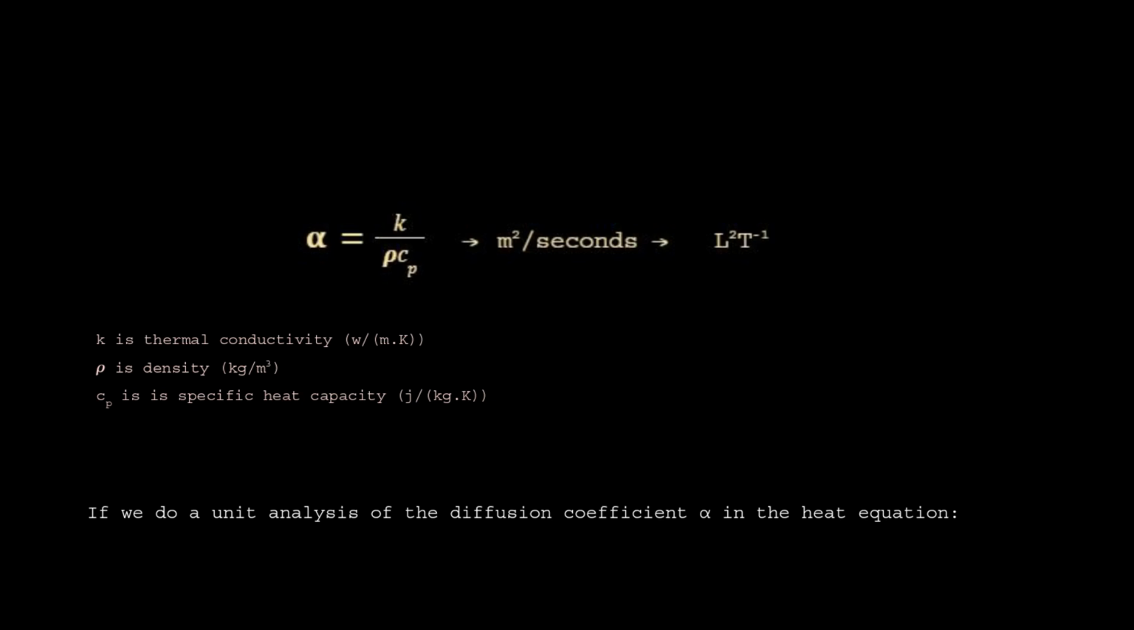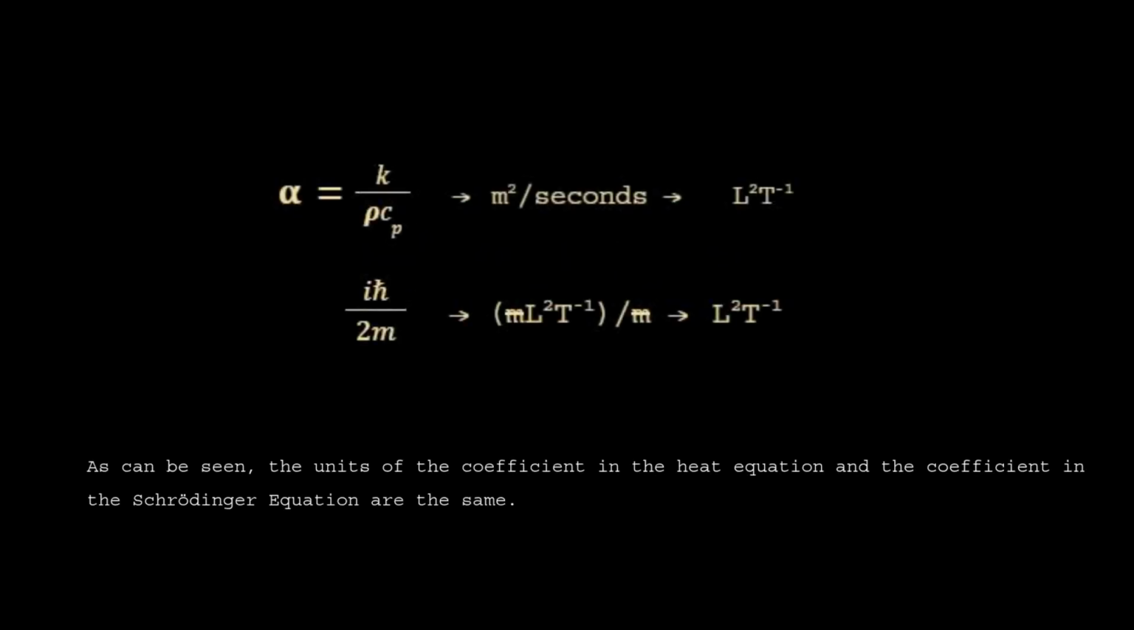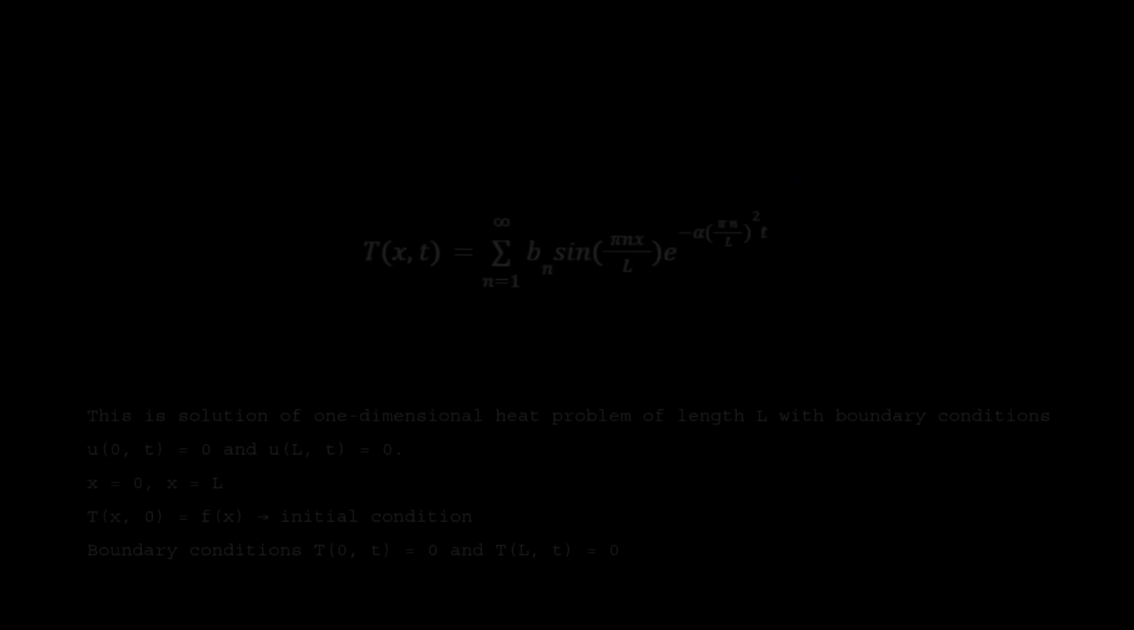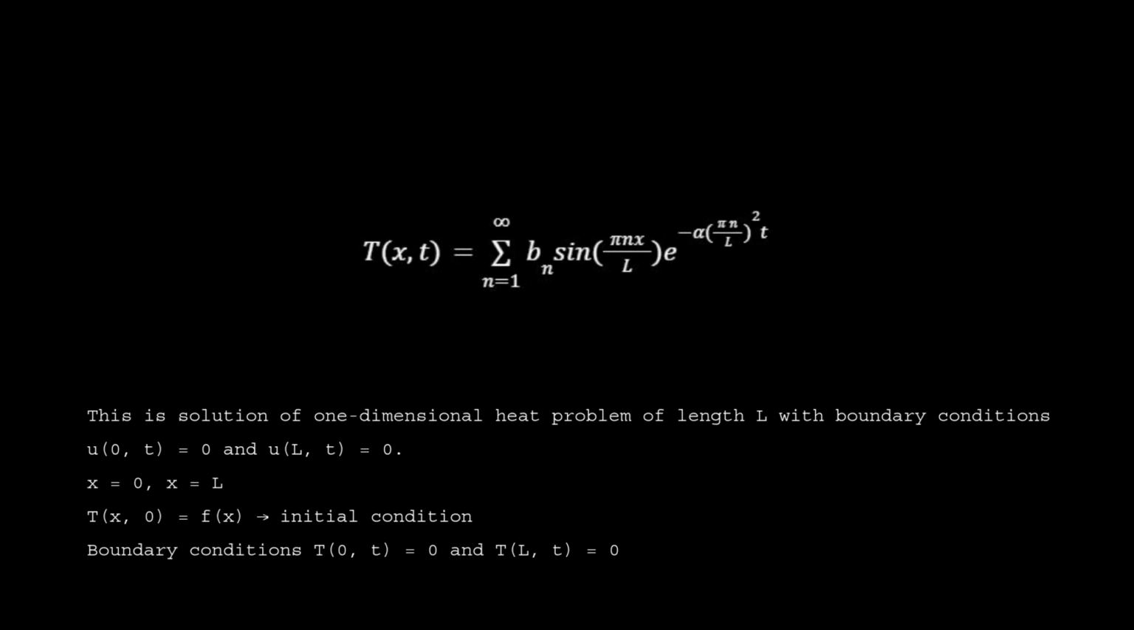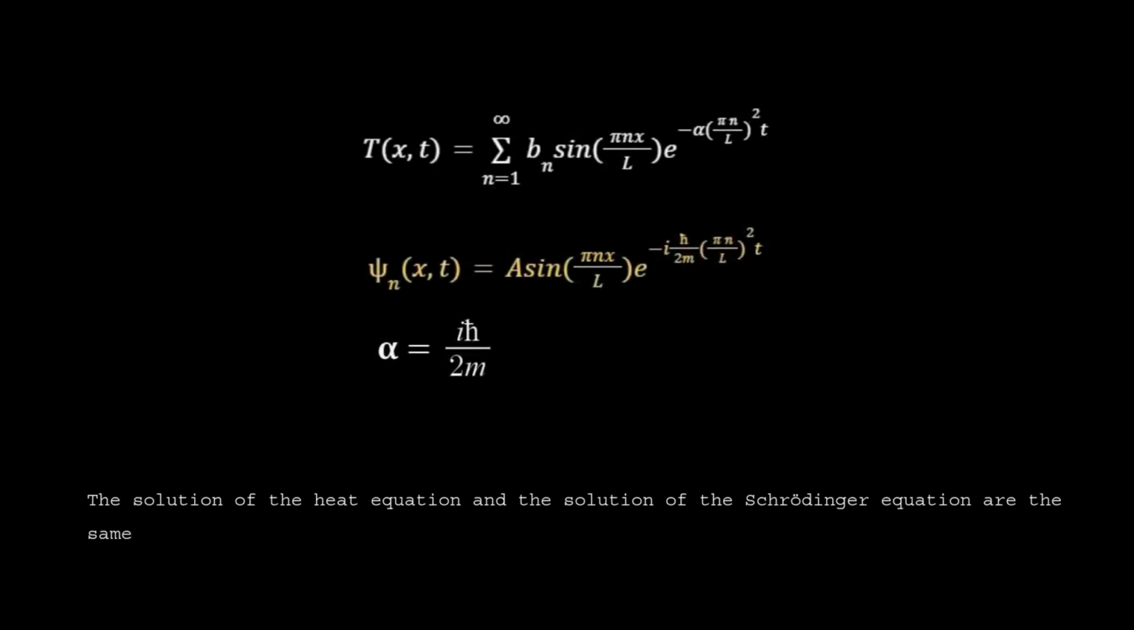If we do a unit analysis of the diffusion coefficient alpha in the heat equation, and do the unit analysis of the coefficient in the Schrödinger equation, as can be seen, the units of the coefficient in the heat equation and the coefficient in the Schrödinger equation are the same. This is the solution of the one-dimensional heat problem of length L with boundary conditions. And this equation is actually the one-dimensional solution of the Schrödinger equation for the sine function. The solution of the heat equation and the solution of the Schrödinger equation are the same.